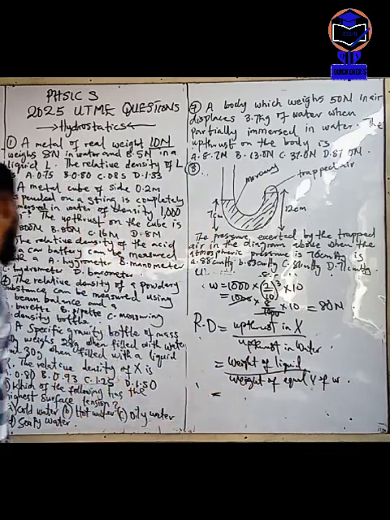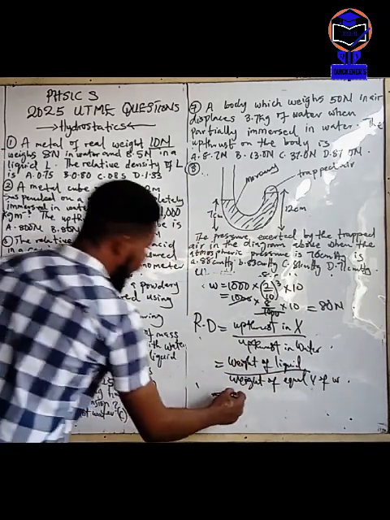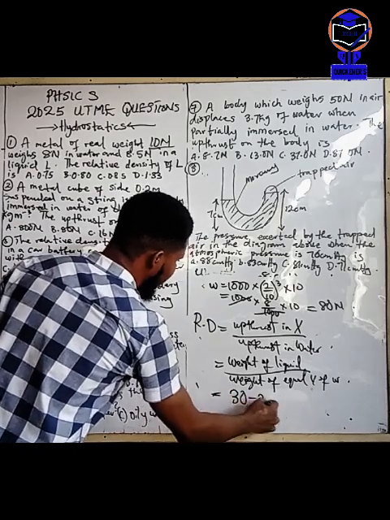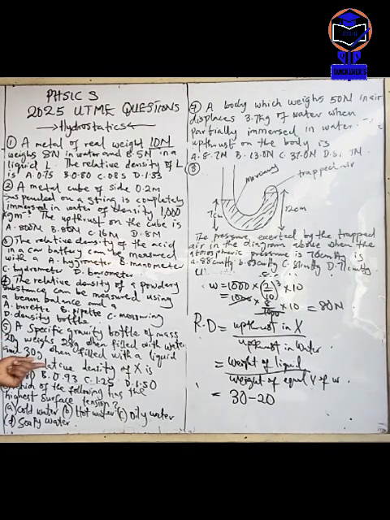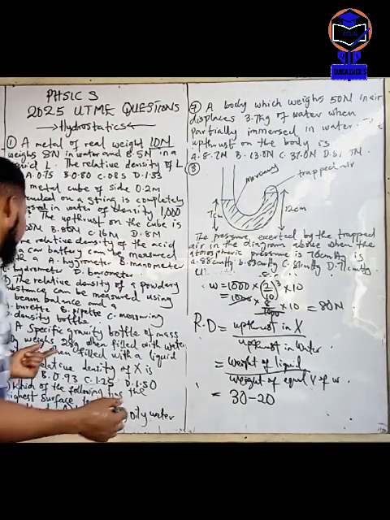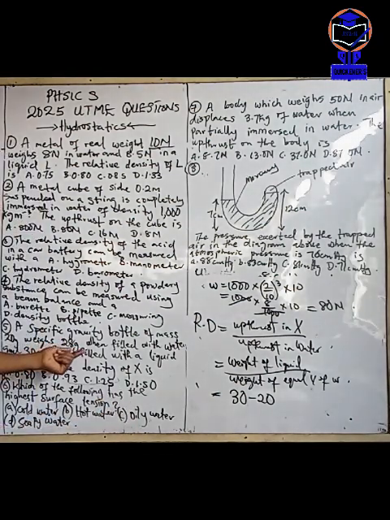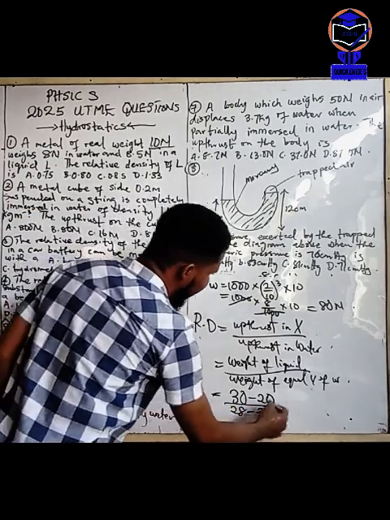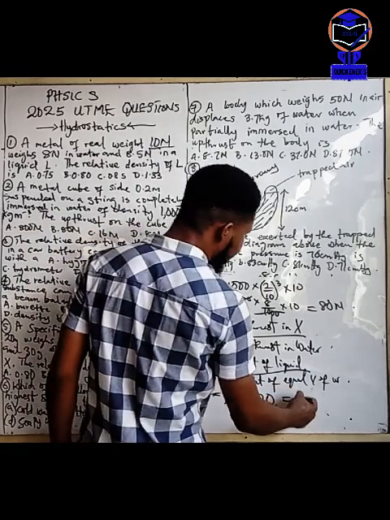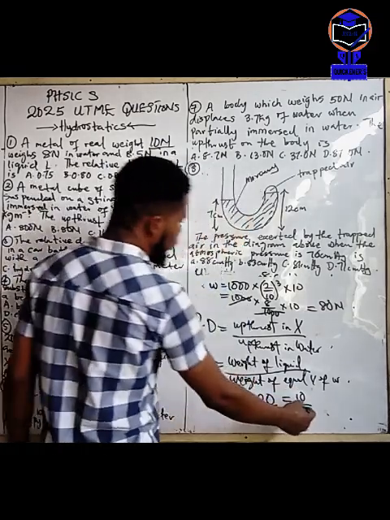So what is the weight of the liquid? That's 30 minus 20. Why 30 minus 20? Because the weight of the bottle when it is filled is 30, but the weight of the empty bottle is 20. So 30 minus 20 will be the weight of the liquid. When it is filled with water, it is 28. So the weight of the equal volume of water is 28 minus 20. 30 minus 20 is 10, and 28 minus 20 is 8.